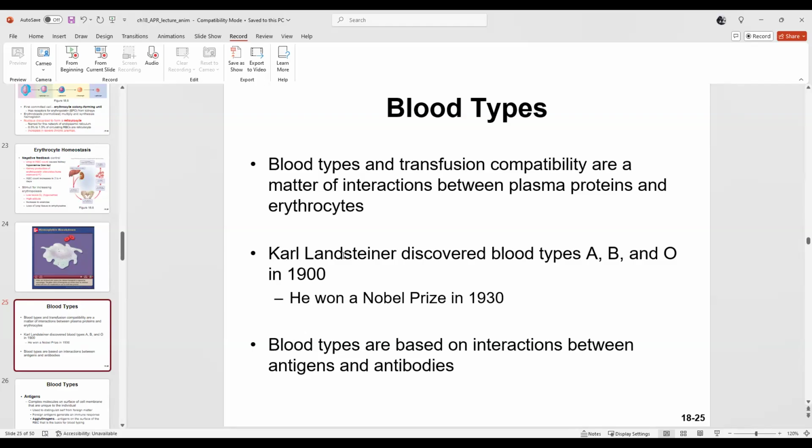Now, when we're talking about blood types, usually we say you have two main categories, right? You are A positive or A negative, B positive, B negative. Then you have your AB positive, AB negative, and then O positive and O negative.